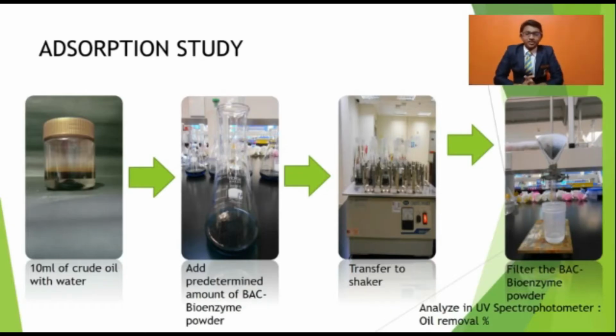Adsorption study. The adsorption study is done to find out the percentage of oil absorbed by the BAC biomass powder. First of all, we need to add 10 ml of crude oil with water. We use crude oil because it is widely spilled by the industry into the ocean. Then we add a predetermined amount of BAC biomass powder to the solution. Then we transfer the mixture to the shaker. Lastly, we filter the mixture and the product will be analyzed in a UV spectrometer.